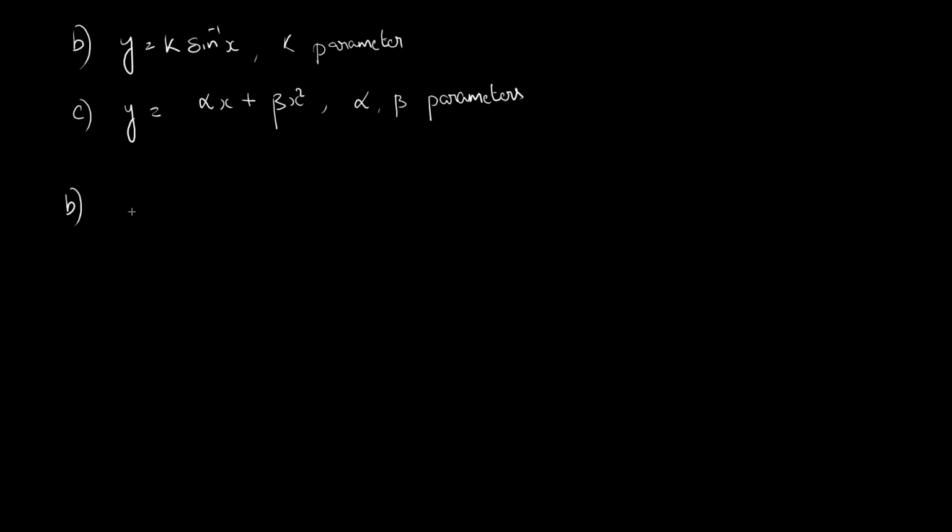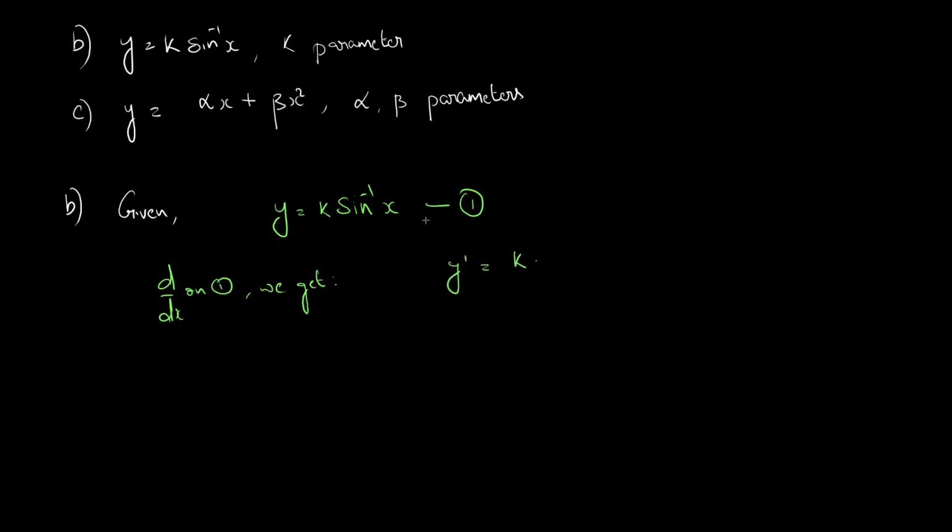Part B, given y equal to k sine inverse x, let this be equation 1. So differentiating d by dx on 1, we get y dash equal to k into the differential of sine inverse x, which is 1 by root 1 minus x square.